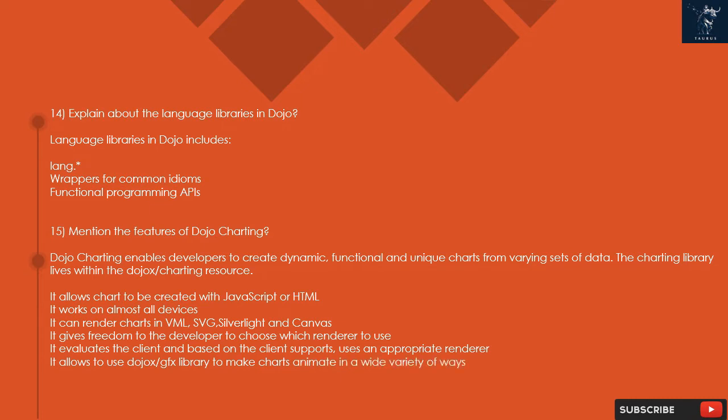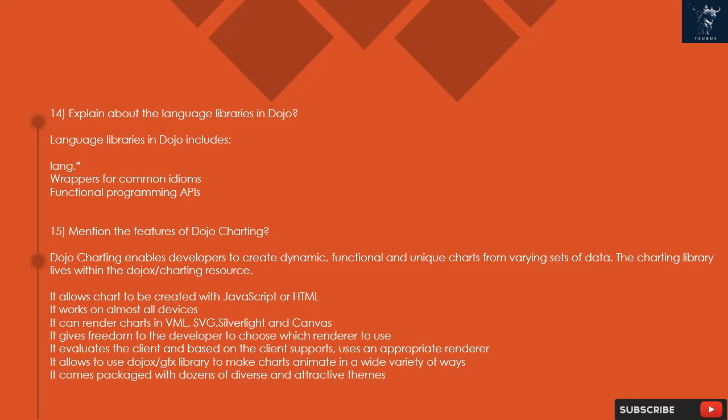Dojo charting enables developers to create dynamic, functional, and unique charts from varying sets of data. The charting library lives within the DojoX charting resource. It allows charts to be created with JavaScript or HTML. It works on almost all devices. It can render charts in VML, SVG, Silverlight, and Canvas. It gives freedom to the developer to choose which renderer to use.